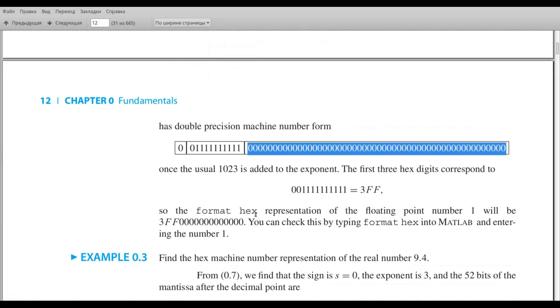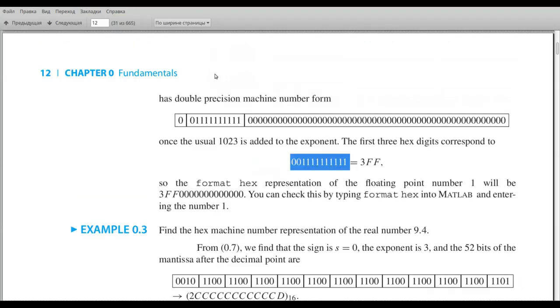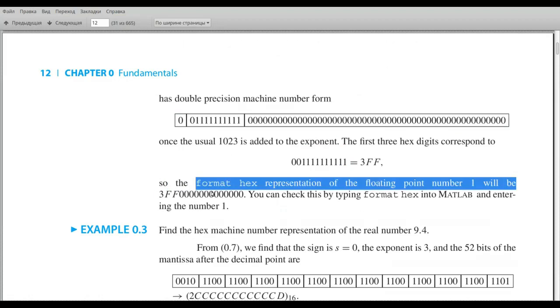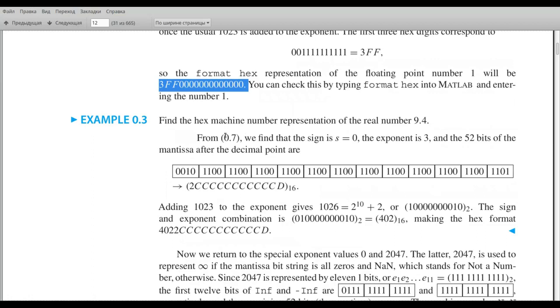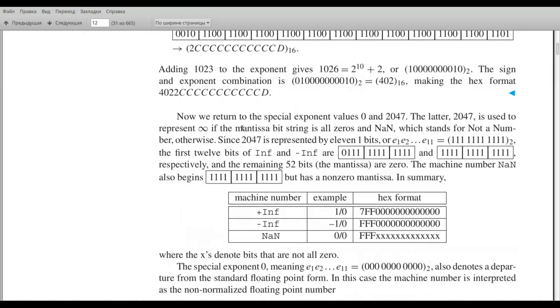Now, here it is explained how we store it. You can just convert this number to the hexadecimal format, and it will give you this. Next, let us consider another example. Let us store 0.7. Pay attention, it's a positive number, right? So the sign bit will be 0. The exponent is 3, and the 52 bits of the mantissa are these. So you can try to store it.